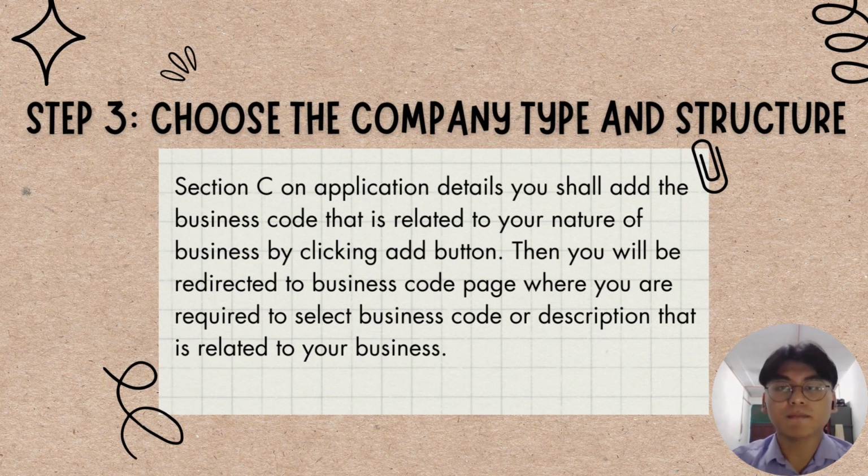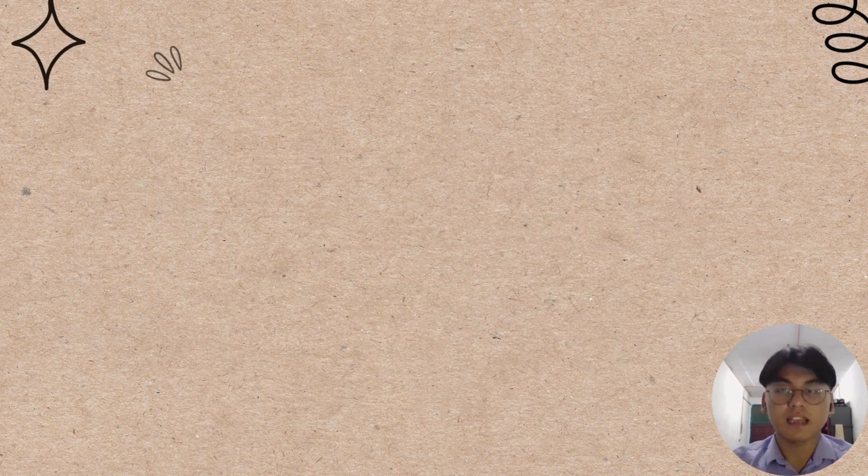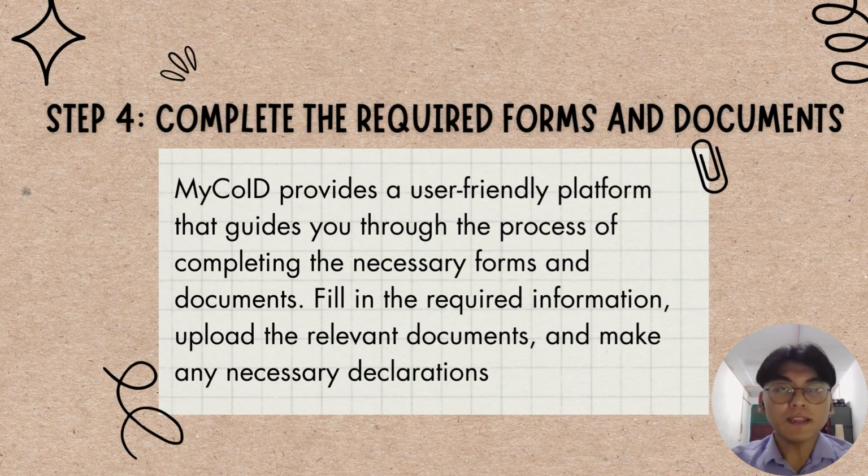In section 3 on application details, you shall add the business code that is related to your nature of business by clicking the Add button. Then you will be directed to the business code page, where you are required to select the business code or description that is related to your business.